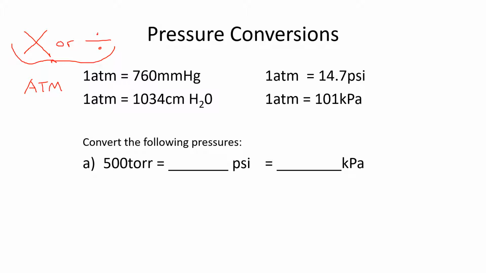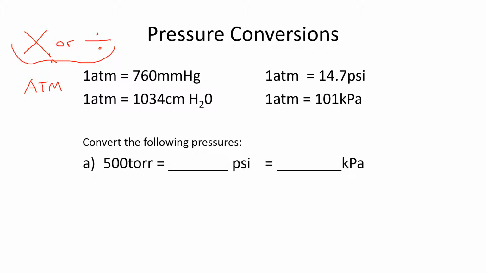So all of our conversion factors are based on the atm, 1 atmosphere of pressure, which is equal to a column that is 760 millimeters of mercury, or a column that is 1,033 centimeters of water. Conversely, it's also equal to 14.7 pounds per square inch and 101 kilopascals. So just different units.